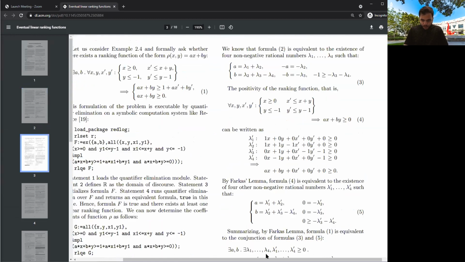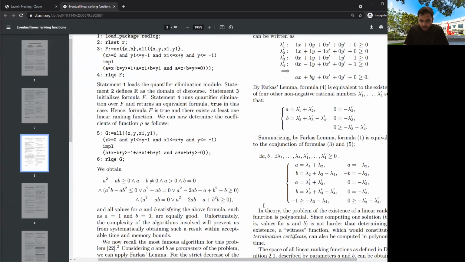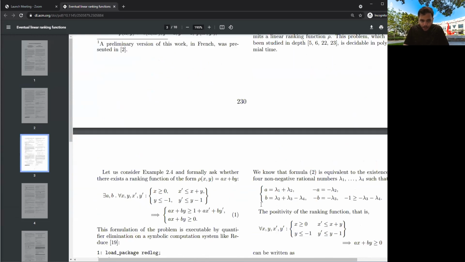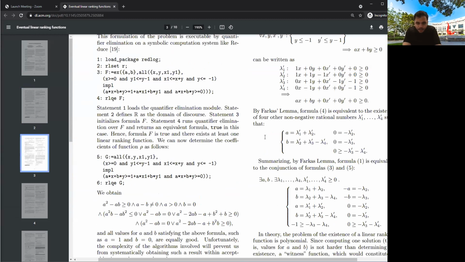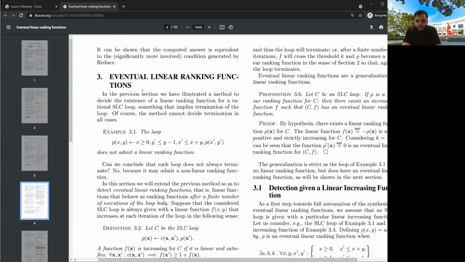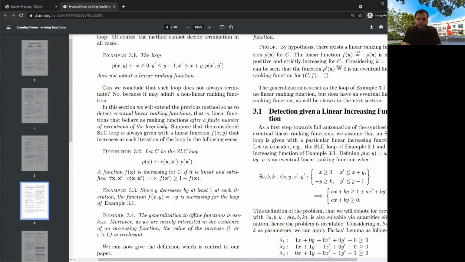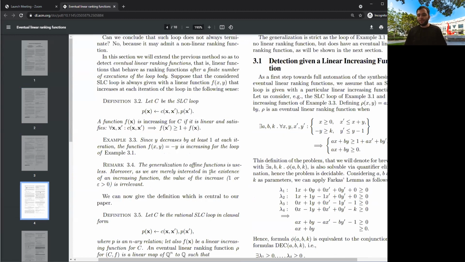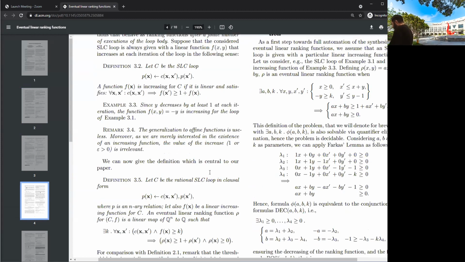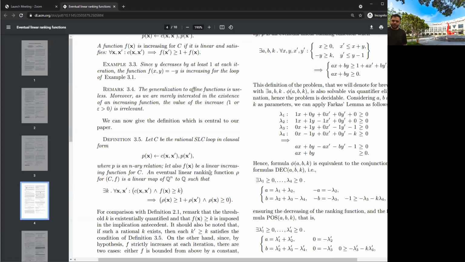Let me see if I can find an example of this somewhere here. Okay, eventual linear ranking functions. Oh, okay, so they have actually an example of a loop where this doesn't happen. Well, the example is not very illustrative, so anyway, just take me at my word that there are many cases where you have loops, and these loops don't actually have a normal ranking function. You can't find a function that always decreases.